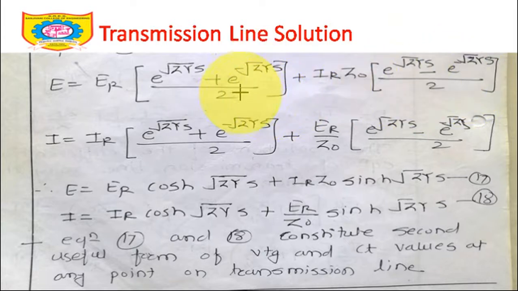So these terms, e raised to root ZYs plus e raised to minus root ZYs, can be represented as E is equal to ER cos hyperbolic root ZYs plus IR Z0 sin hyperbolic root ZYs, and I is equal to IR cos hyperbolic root ZYs plus ER upon Z0 sin hyperbolic root ZYs, a similar expression. So this is our equations number 17 and 18. Equations 17 and 18 constitute the second useful form of the voltage and current values at any point on the transmission line.